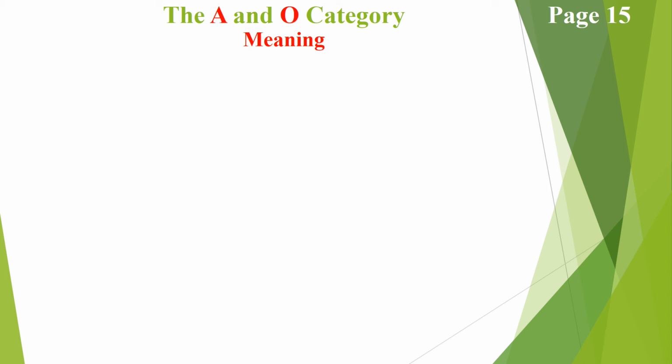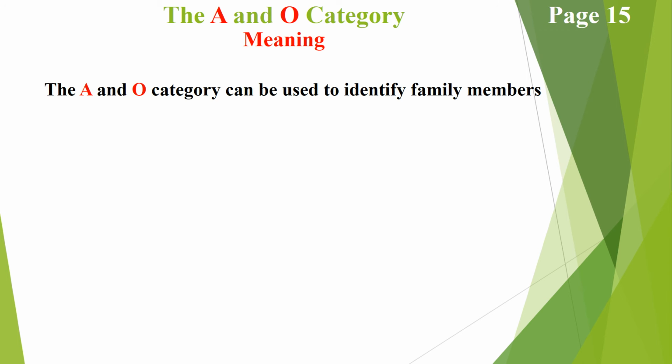Now, the are and or category can be a tricky thing to navigate, but once you've got your head around it, you can do some really neat things with them once you understand it. So my job here today is to try and explain the are and the or category to you and break it down as much as I can so it's simple for you to understand. We're going to take a look at the are and the or category in this context, which can be used to identify family members.